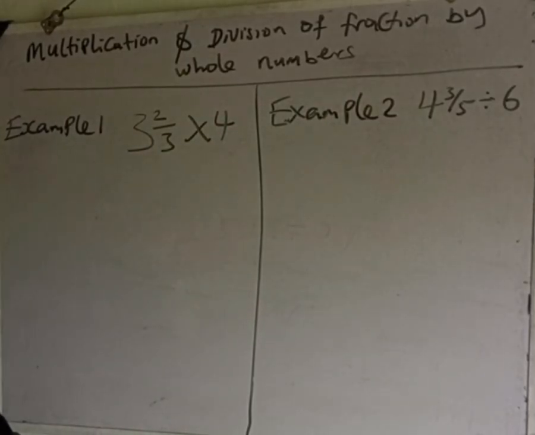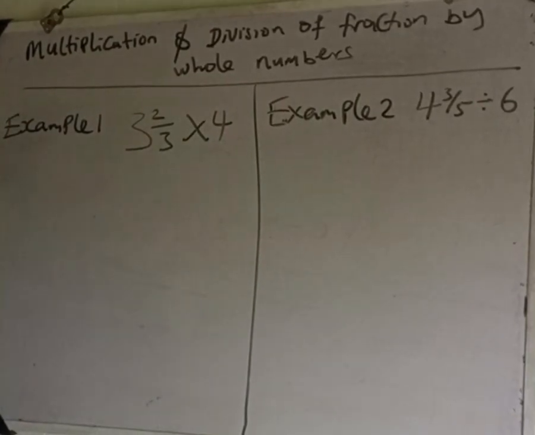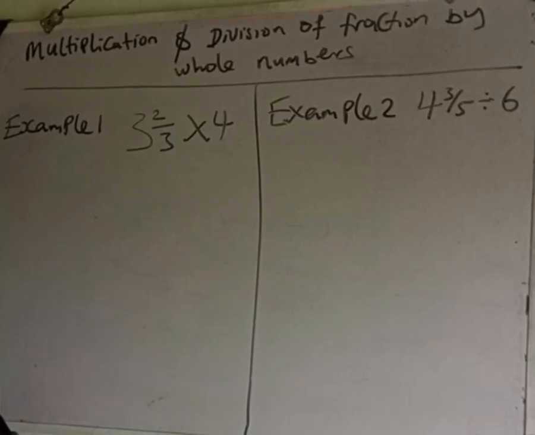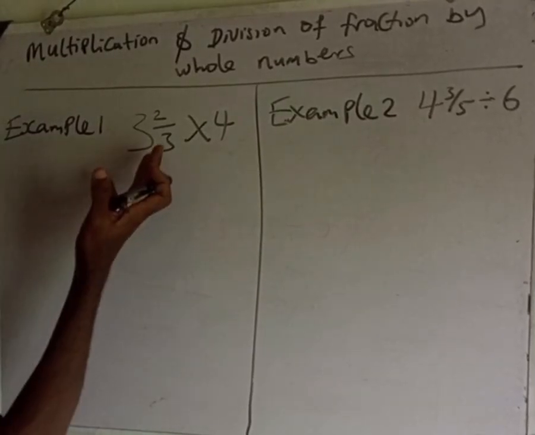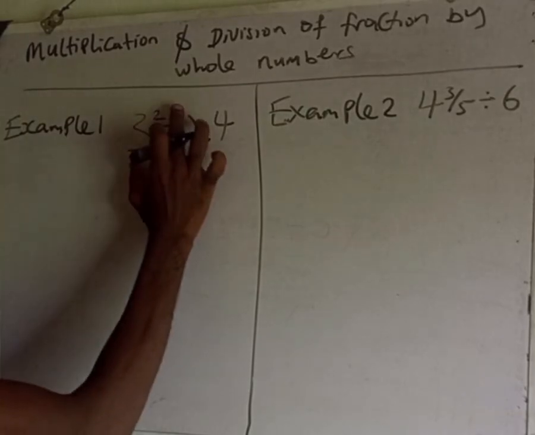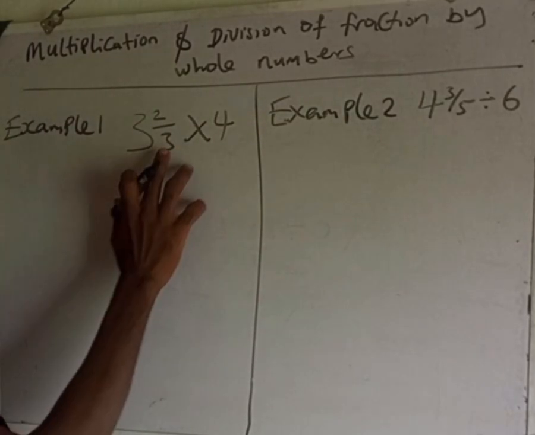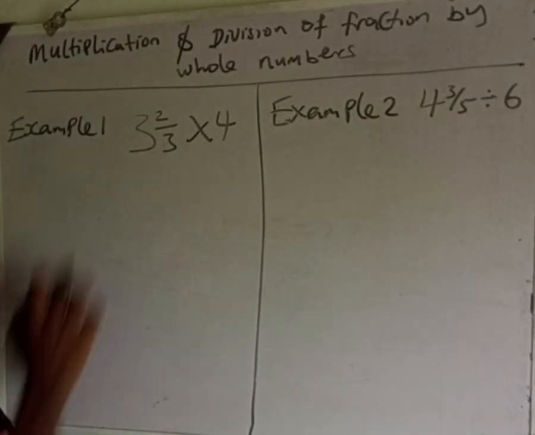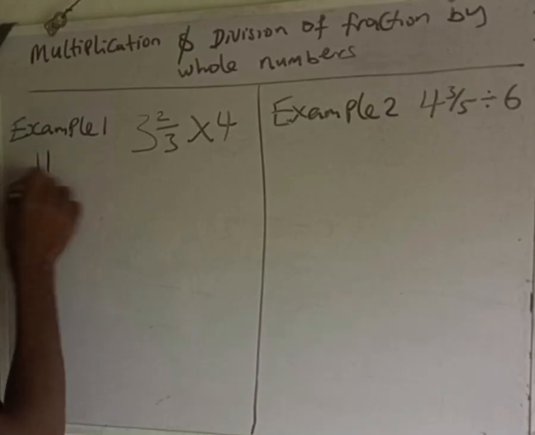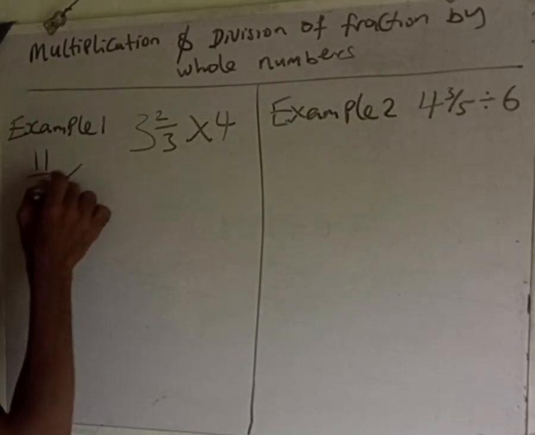Now, first thing we are going to do is change this mixed number to an improper fraction. If the question is given to you in the form of an improper fraction or proper fraction, you don't need to take this step, right? So first of all, we are going to change this to an improper fraction, which is how we go about it. 3 times 3 is 9. 9 plus 2 is 11. So we are having 11 over 3, which is the original denominator. Now we're going to be multiplying it by 4.